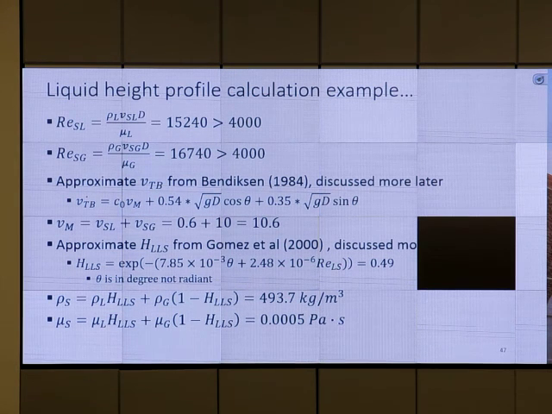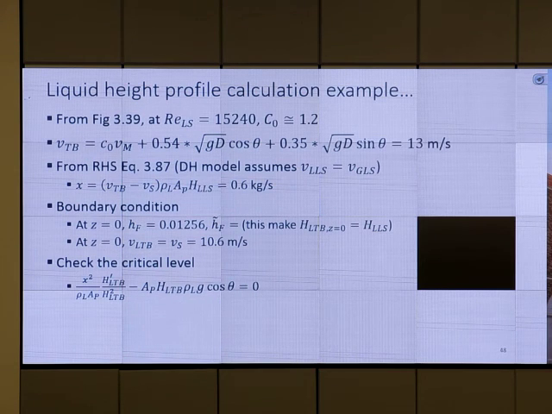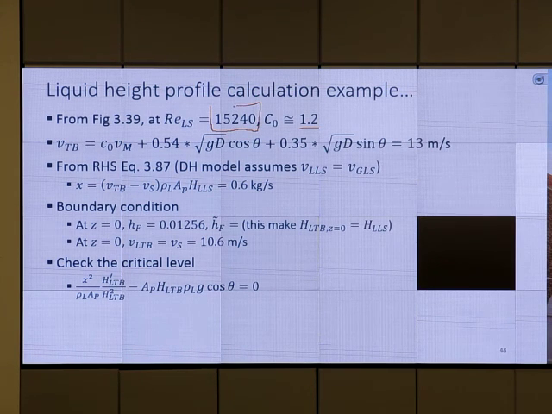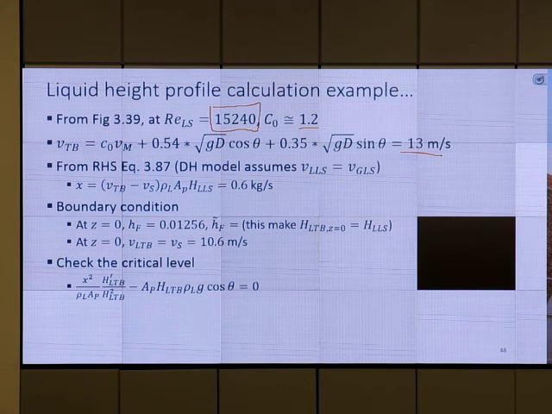I calculate VTB, I calculate VM, calculate HLLS. These are from correlations, right? Then calculate average density, average viscosity, get the value. Okay. And from figure 3.39, C0 is 1.2. If it is turbulent flow, we say C0 is 1.2. Okay. So put 1.2 in, I get VTB equal to 30 meters per second. Then I calculate X, which is 0.6 kilogram per second. That's X.